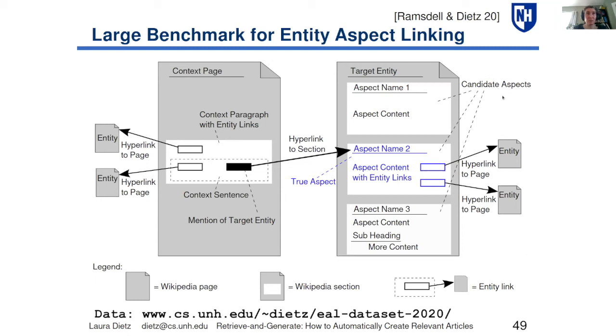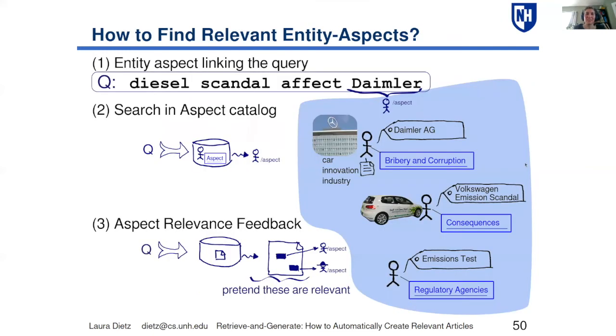I could tell you a lot more about this, but I want to move on to how this helps us do entity ranking. Okay, so we can essentially do the same thing that we did with EQFE, just instead of using entity links, we use aspects. We can first entity-aspect link the query, but we can also search in the aspect catalog instead of the entity catalog. And we can use the spin on relevance feedback just with aspects.